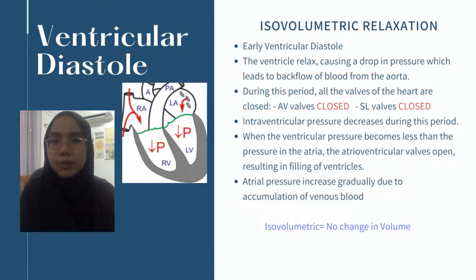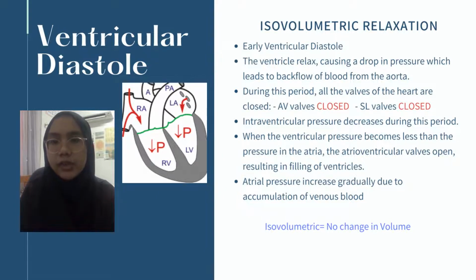Moving to the next topic, which is ventricular diastole. Isovolumetric relaxation is the early phase of ventricular diastole. During this phase, pressure on the remaining blood within the ventricle begins to fall as the ventricular muscle relaxes. When pressure drops below pressure in both the pulmonary trunk and aorta, blood flows back toward the heart, producing the dicrotic notch seen in blood pressure tracings. The semilunar valves close to prevent backflow into the heart.